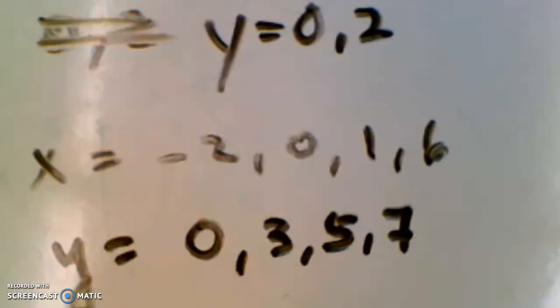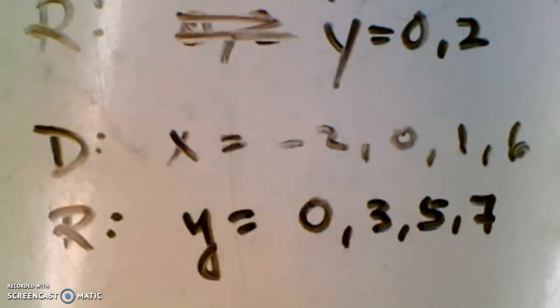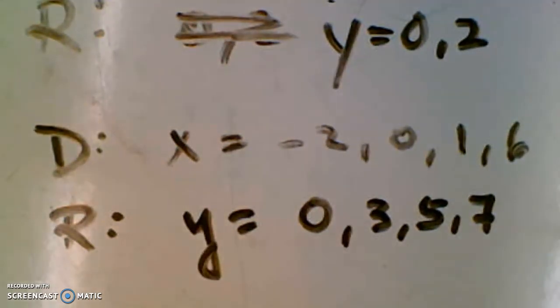So, just going off those ordered pairs, domain is -2, 0, 1, and 6. Range is 0, 3, 5, and 7. So essentially, it's just listing the x values associated with those points as the domain, and the y values for those points as the range. Hopefully a pretty easy topic. Any questions?